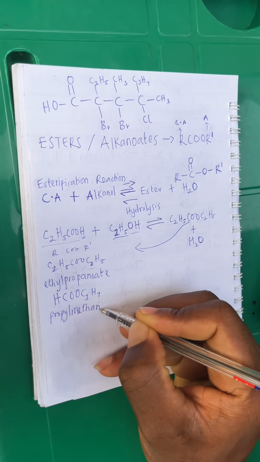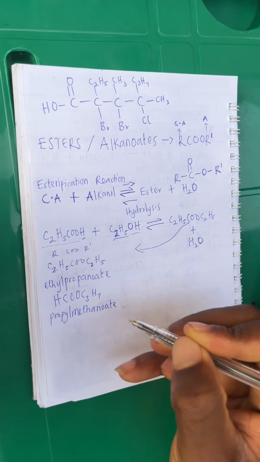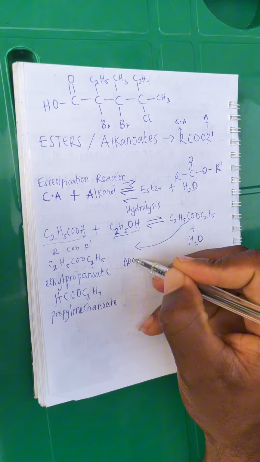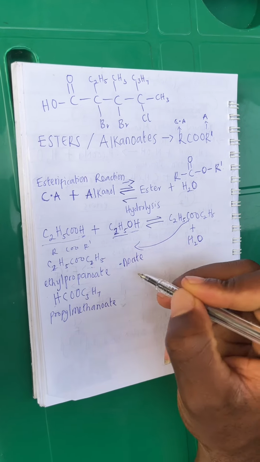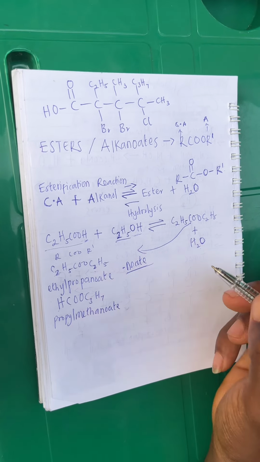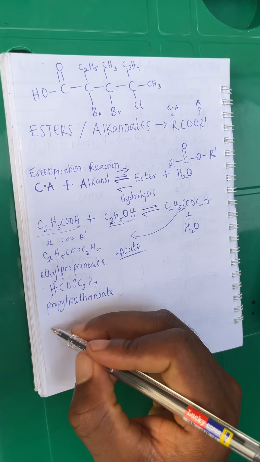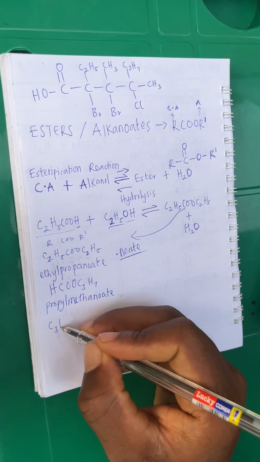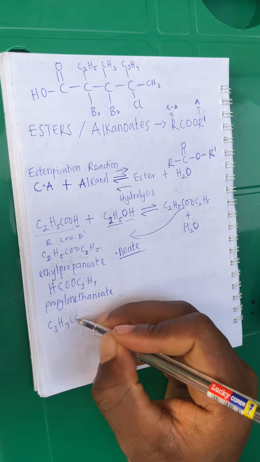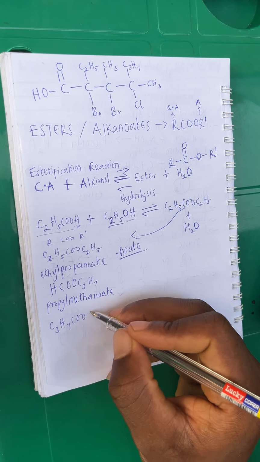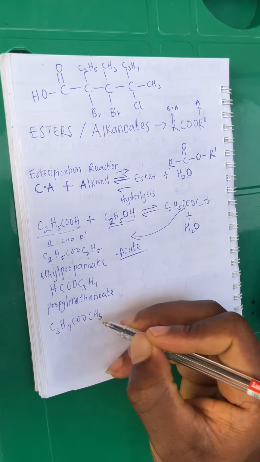Propyl methanoate. So I believe you all know that the ending of esters is always noate. The suffix is always noate. Don't forget that. Right? So let me give you guys another example. You see that this is very simple. C3H7COO, then let me just put CH3. Right? How do we name this?